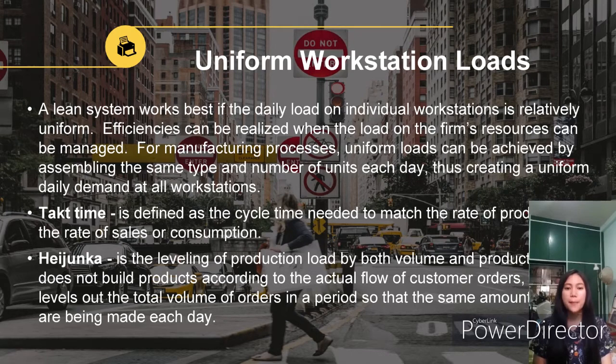It is the maximum amount of time in which a product needs to be produced in order to satisfy the customer demand. Heijunka is the leveling of production load by both volume and product mix. It does not build product according to the actual flow of customer orders, but levels out the total volume of orders in a period so that the same amount and mix are being made each day. It stabilizes production volume and variety by consolidating the total number of customer orders.